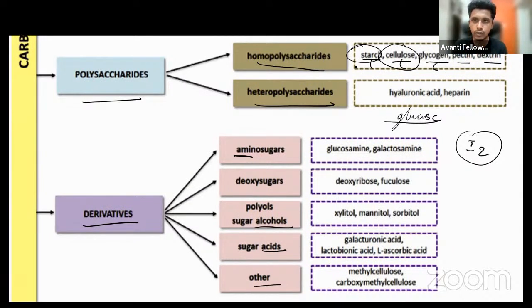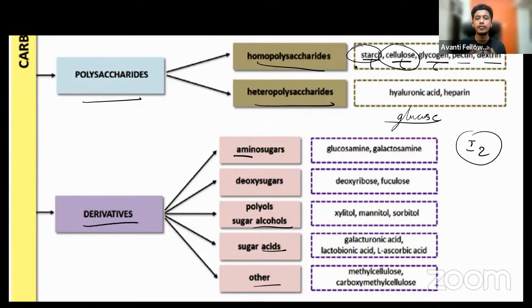Cellulose is a linear structure. It will be in a straight line. Whereas starch has something called a helical structure, a complex helical structure. Because of this helical structure, the iodine molecules will be held within the starch molecule, and that is how we identify whether starch is present in our food ingredient or not.